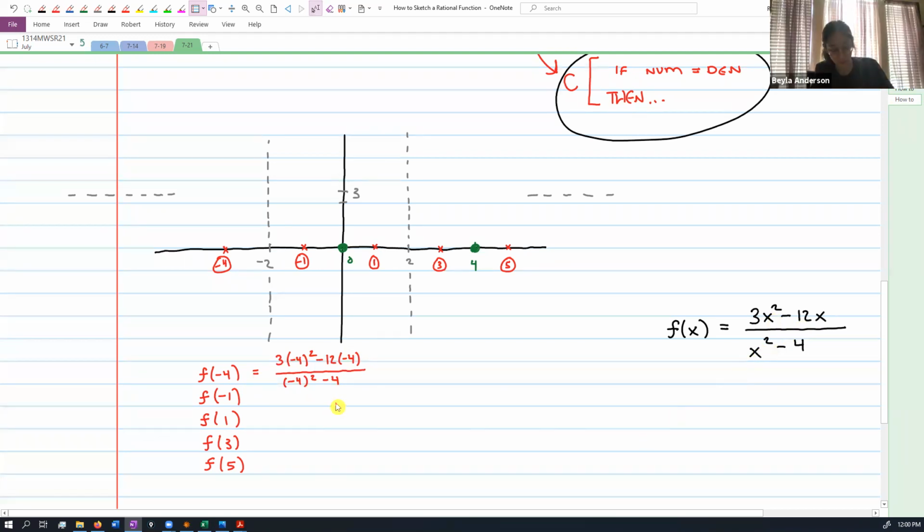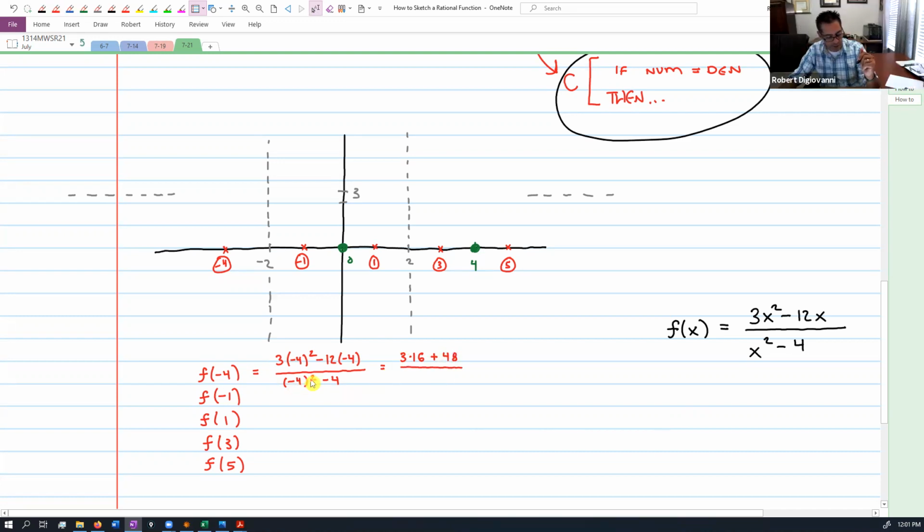Mhm. Okay, so let's start squaring things first. What is -4 squared? 16. So this is going to be 3 times 16. And then here we have to multiply these together. You have a -12 times a -4. Two negatives multiply to be positive, so we can go plus, and 12 times 4 is 48. Is that all right? Yes. Okay, on the bottom, the -4 squared was 16, and then -4.